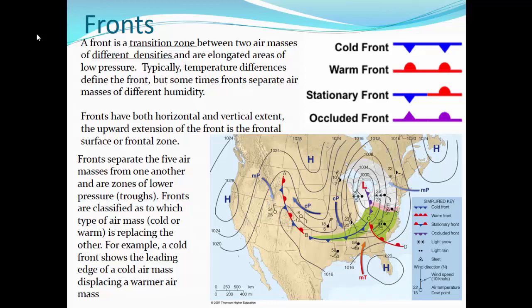Fronts are classified as to which type of air mass, cold or warm, is replacing the other. For example, a cold front shows the leading edge of cold air displacing warmer air. And if you look at the front, you have a line, whether a red line or a blue line or a purple line, and then you have these funny shapes, triangles on the cold fronts and little half circles on the warm fronts. Those triangles are known as barbs, and the half circles are known as pips. And the direction that either the pip or the barb is moving is the direction the front's moving.